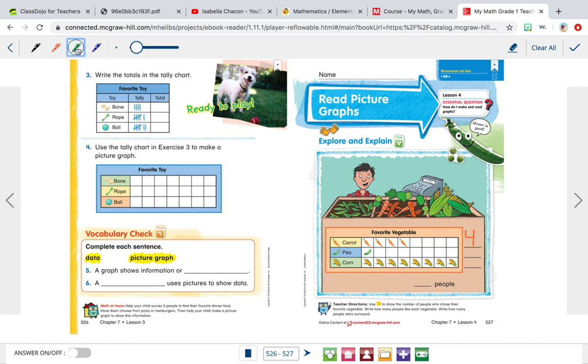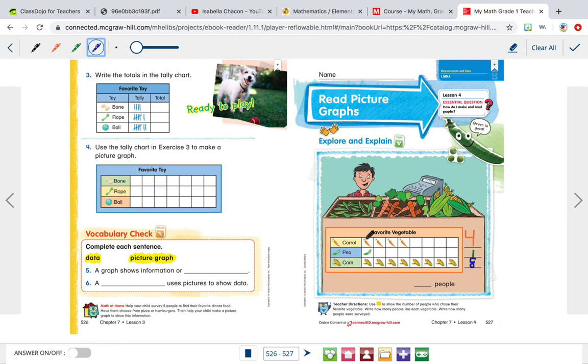Then we have peas. There's 1 picture of a pea, so that means that 1 person said that peas were their favorite vegetable. Then we have corn, and how many pictures are there of corn? There's 1, 2, 3, 4, 5, 6, 7, 8. So there are 8 pictures of corn. That means 8 people said that corn was their favorite vegetable.